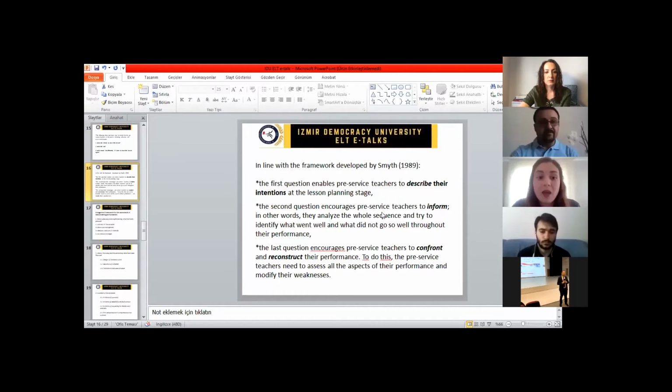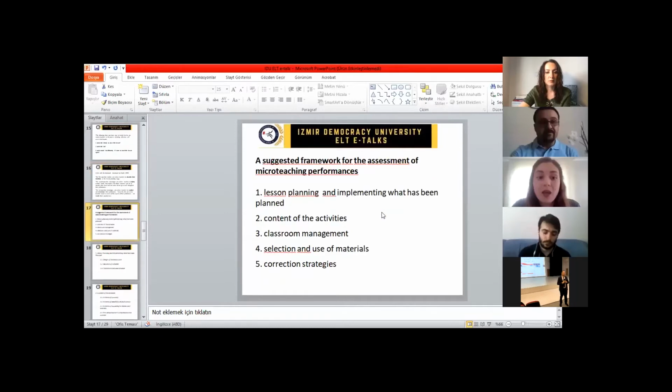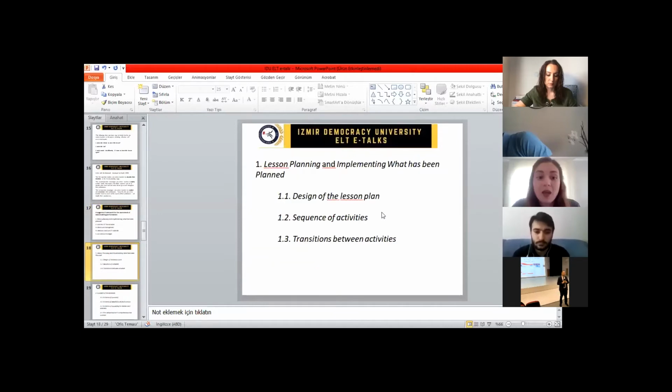Important topic here is lesson planning and implementing what has been planned. So the second one is content of the activities, the third one, classroom management skills, the fourth one, selection and use of materials, and the last one is correction strategies. These are, in fact, the main categories, and each of them has some subcategories.